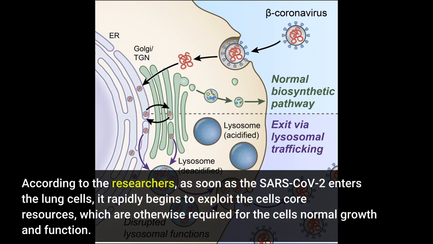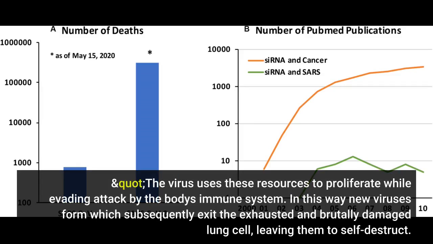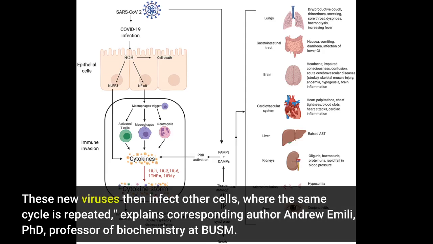According to the researchers, as soon as the SARS-CoV-2 enters the lung cells, it rapidly begins to exploit the cell's core resources, which are otherwise required for the cell's normal growth and function. The virus uses these resources to proliferate while evading attack by the body's immune system. In this way, new viruses form which subsequently exit the exhausted and brutally damaged lung cell, leaving them to self-destruct. These new viruses then infect other cells, where the same cycle is repeated, explains corresponding author Andrew Emili, Ph.D., professor of biochemistry at BUSM.